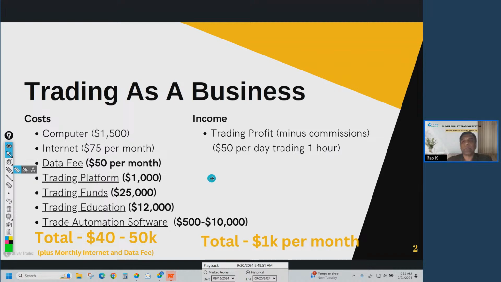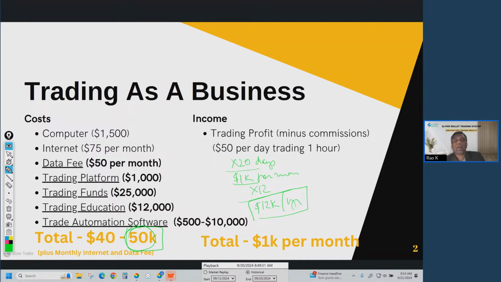What does that mean? That means you're making $1,000 per month because there are 20 days in a month, right? So about 1K per month you are making if you make $50 per day on average. Now let's look at these numbers. Here it's 50K, and here it's 1K per month. If you multiply this 1K per month by 12 months, you are making 12K per year. Now let's compare these two numbers, 12K per year versus 50K one-time investment.